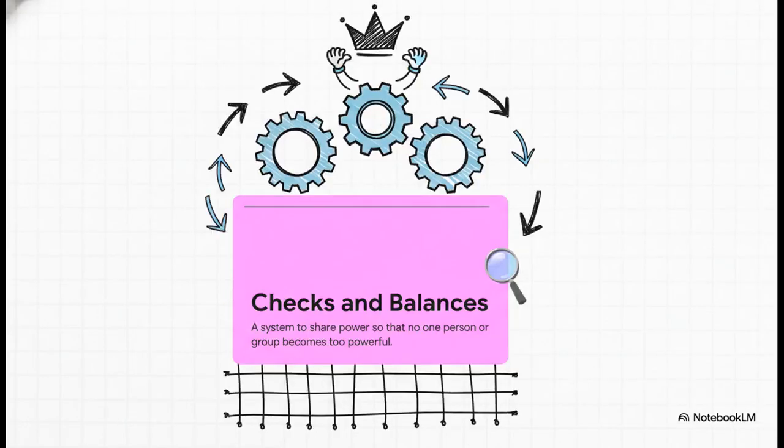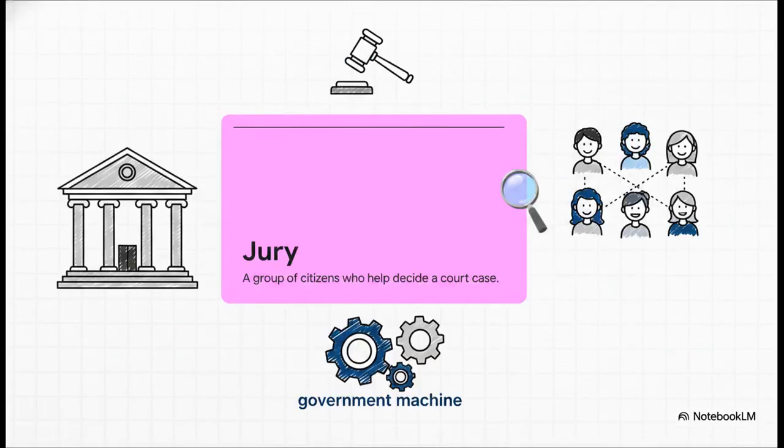Next is an absolutely brilliant concept, checks and balances. This is a system designed specifically to share power so that no one person or group becomes too powerful. Think of it as the ultimate built-in safety net to keep things fair. And our third core term is jury. A jury is simply a group of citizens who help decide a court case. Definitely keep this one in the back of your mind, because we're going to see how everyday, ordinary folks step right into the driver's seat of the government later on.